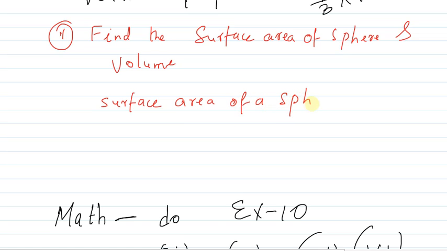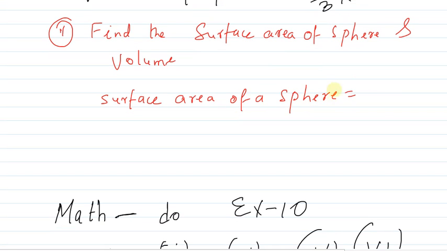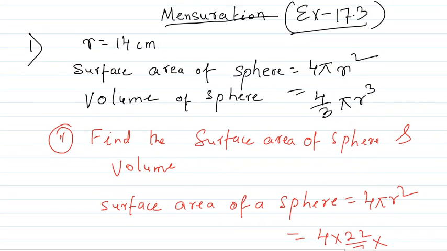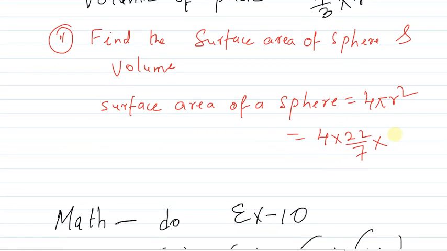Please calculate it. How much is coming? Sphere is equal to 4 pi r square. What is the value for pi? See, 4 into 22 by 7. All right. And what is the value for r? 14. Great, very good. So 14 into 14. Please calculate it.